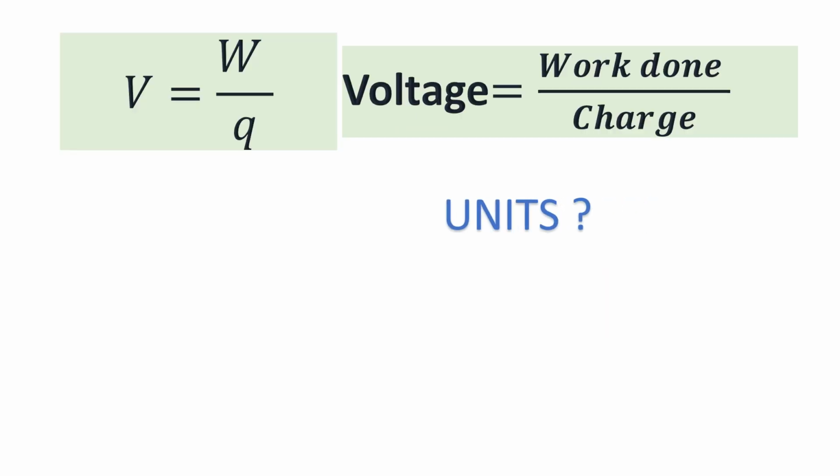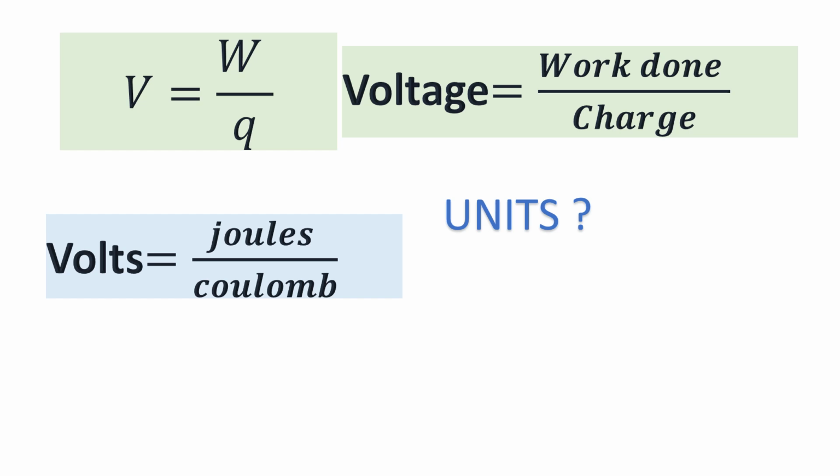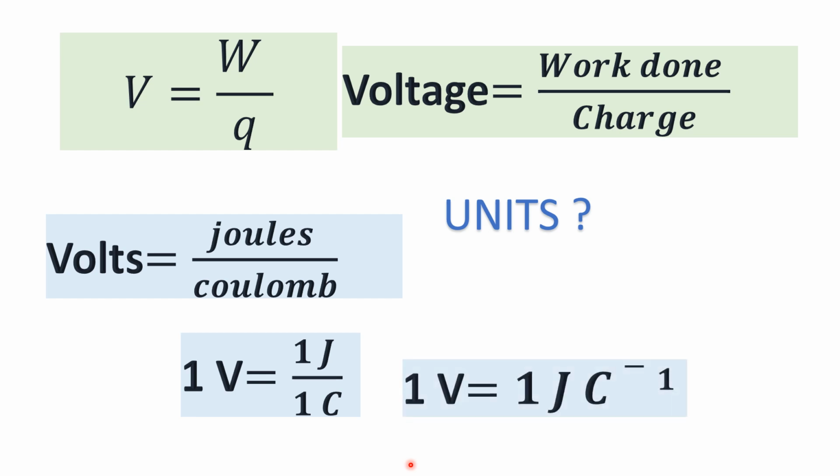Now, what about the units? Volts equal to joules over coulomb, because we know the SI unit of work is joule and the SI unit of charge is coulomb. So we can also write it as 1 volt equal to 1 joule over 1 coulomb. In terms of physics, we write it like this: 1 volt equal to 1 J C raised to minus 1. That's the unit and the formula, and that's all about voltage.